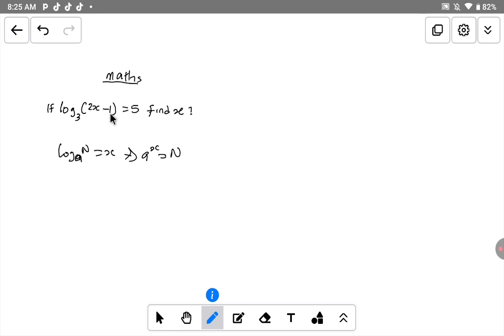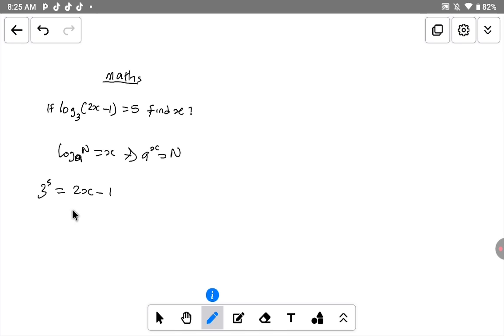Now, that was the first step. Let me write it: 3 raised to the power of 5 is equal to 2s minus 1. That's simple. Now this will give us a very simple equation.